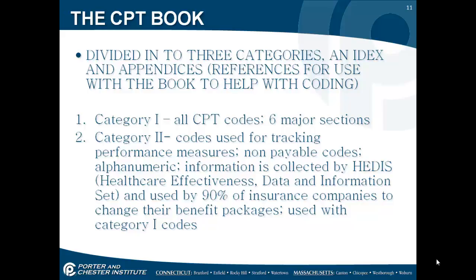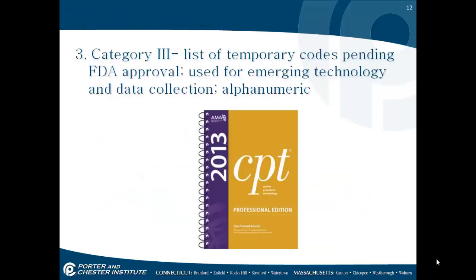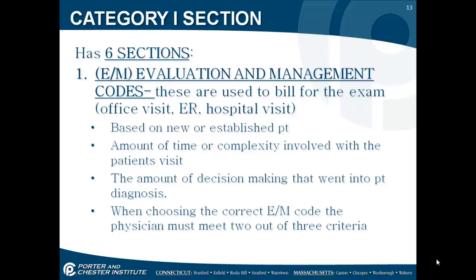Alphabetic, information is collected by HEDIS, the Healthcare Effectiveness Data and Information Set, and used by 90% of insurance companies to change their benefit packages. It's used within Category 1 codes. Category 3 is a list of temporary codes pending the FDA's approval. It's used for emerging technology and data collection. It's alphanumeric.